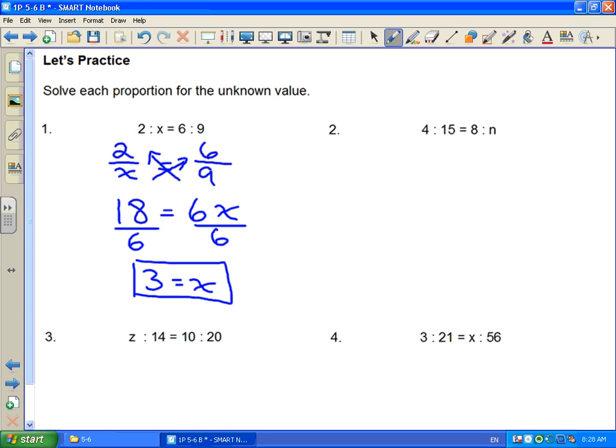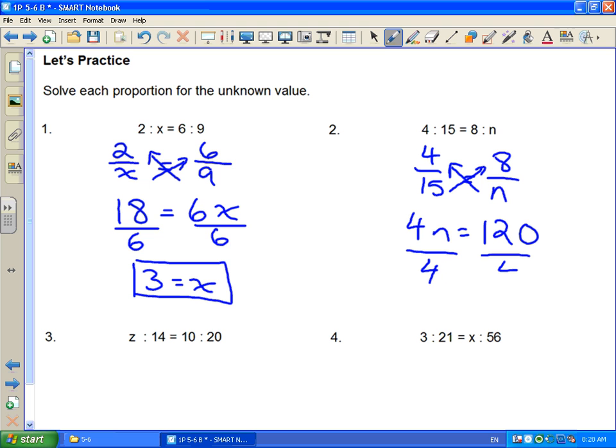Okay, for question number 2 here, we'll write these as fractions. 4 over 15 equals 8 over n. We're going to cross multiply to get 4n equals 15 times 8, which is 120. Divide both sides by 4. That gives us n equals 30. Okay, it's a good idea to keep a calculator beside you while you're doing these ones, and you can do most of this math just in your calculator.